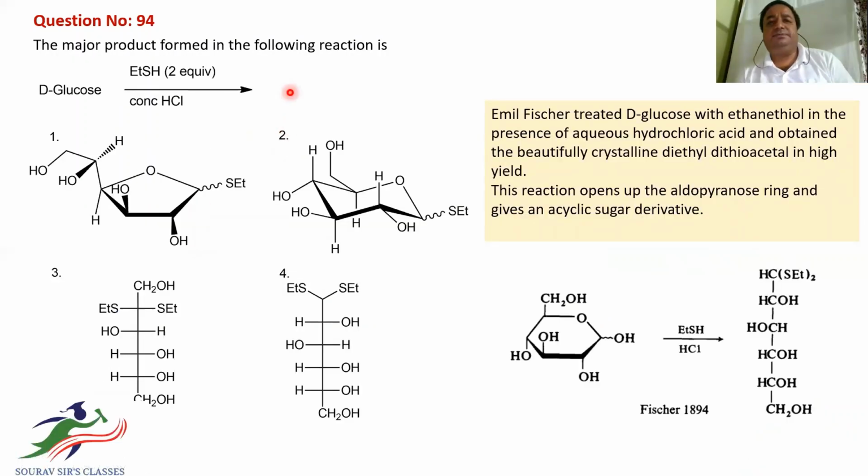This is a question based on an observation that was made by Fischer in around 1894. D-glucose was treated with EtSH, 2 equivalents, in concentrated HCl. What Emil Fischer observed was D-glucose on reaction with ethanethiol in presence of aqueous hydrochloric acid gave a diethyl dithioacetal in high yield.